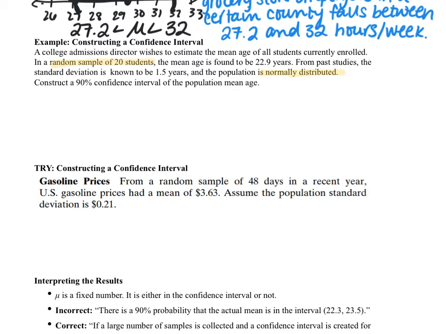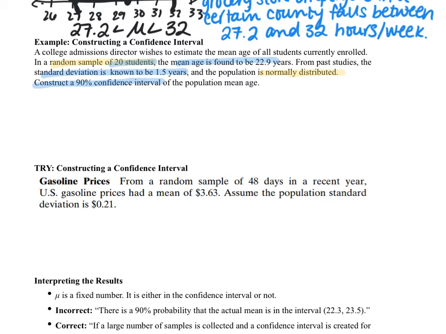So again, we have a random sample of 20 students. The mean age is found to be 22.9. From past studies, the standard deviation is known to be 1.5. And the population is normally distributed. Construct a 95% confidence interval.